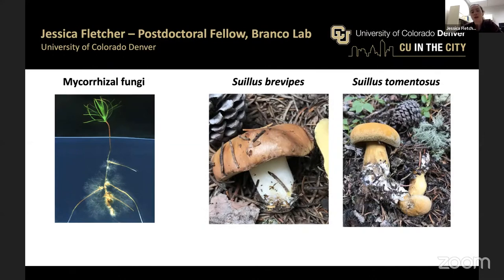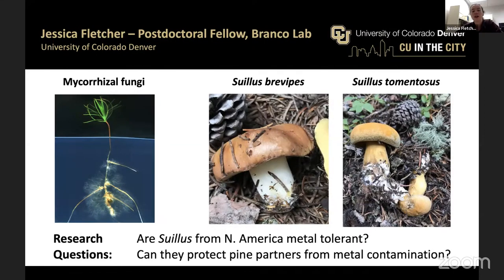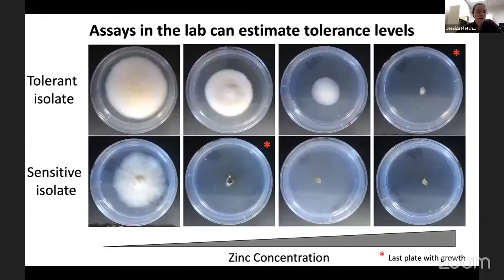So my research questions focus on, are Suillus from North America metal tolerant? And if so, can they protect their pine partners from metal contamination? So once we gather our isolates, we take them back to the lab. And the first thing we do are these metal tolerance assays on agar plates.